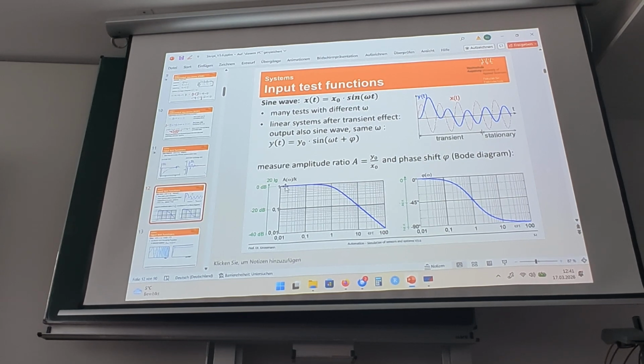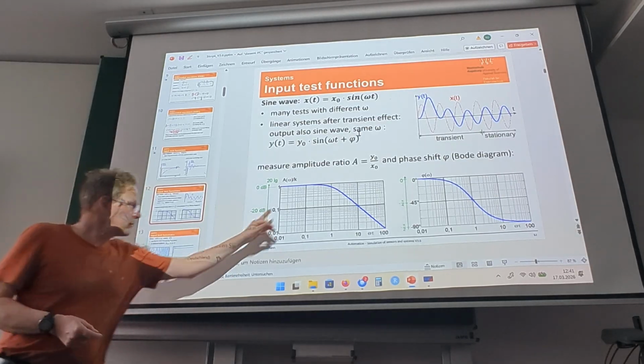And for higher frequencies, the ratio of the output typically becomes smaller if it's a so-called low-pass system. So it might be smaller. And at the same time, there will be a phase shift between input and output signals. It means phi is not 0; it changes, for example, between 0 and minus 90 degrees. Okay, so this you could derive by experiment, by measurement.